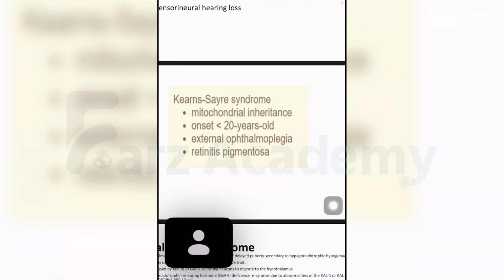What is the inheritance? Now, can you tell me? Where is the diabetes insipidus and optic atrophy here? So this is Kearns-Sayre syndrome. Okay, that is, the inheritance is mitochondrial.